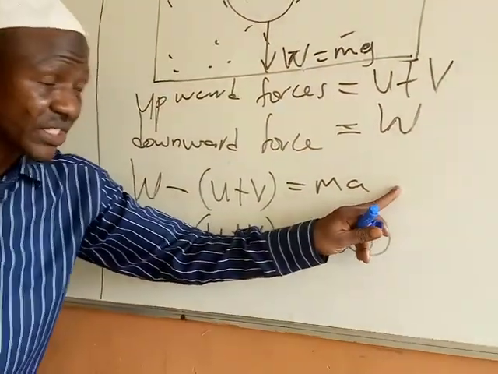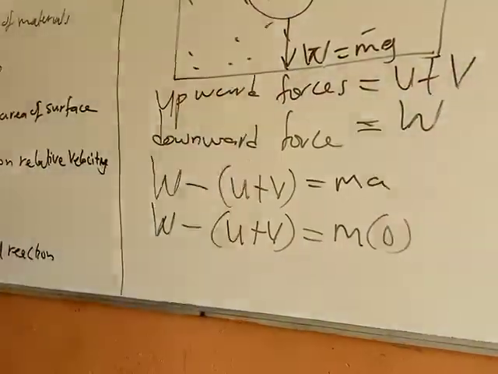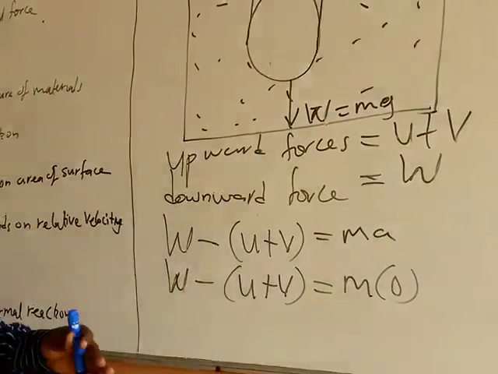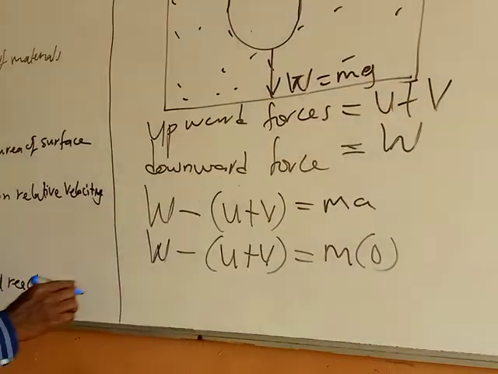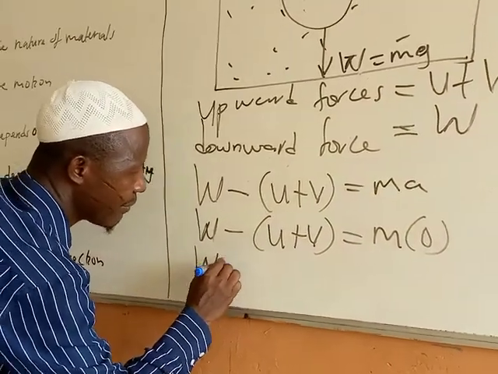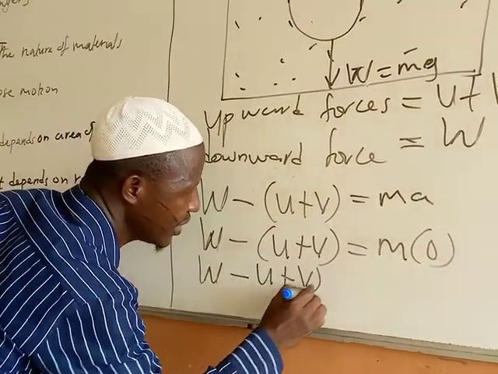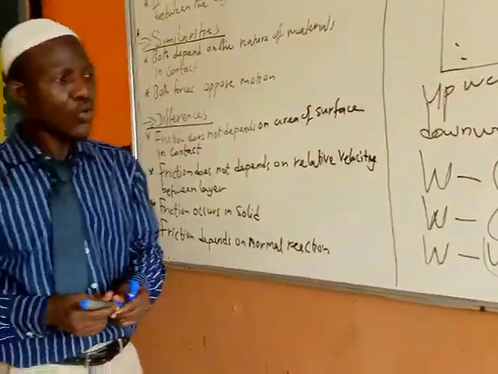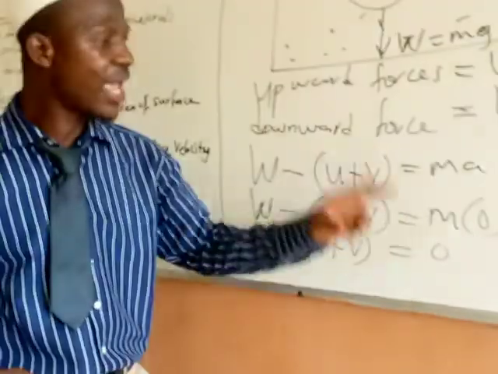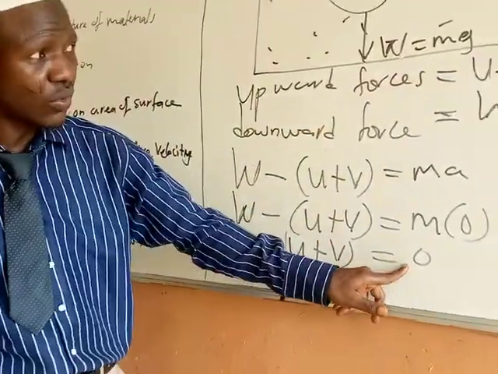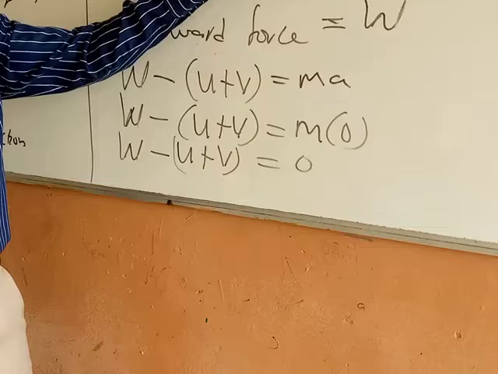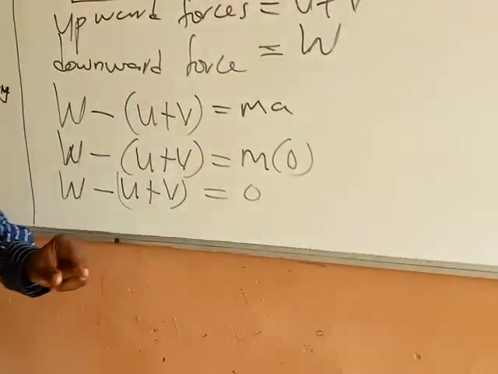Under constant velocity, acceleration is equal to 0. When we say constant, we mean uniform, that is, both initial and final are equal. So therefore, we are going to have weight minus u plus v is equal to 0. So in this case, what we are trying to say is acceleration is equal to 0 under uniform velocity, and that uniform velocity means the body has attained terminal velocity.